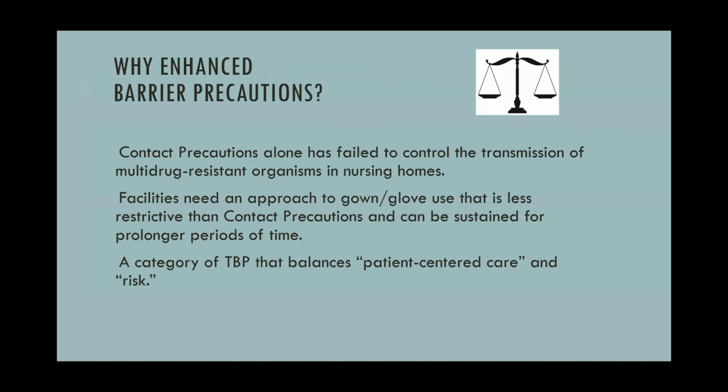Why introduce enhanced barrier precautions? Contact precautions alone have failed to control the transmission of multi-drug resistant organisms in nursing homes. Facilities need an approach to gown and glove use that is less restrictive than contact precautions and can be sustained for prolonged periods of time. It is a category of transmission-based precautions that balances patient-centered care and risk.